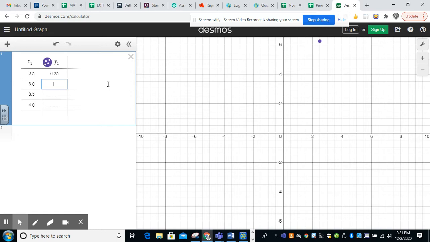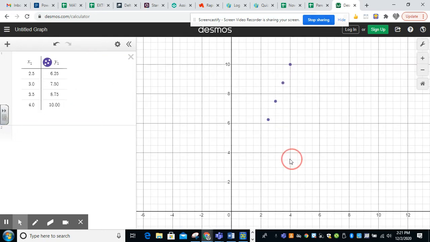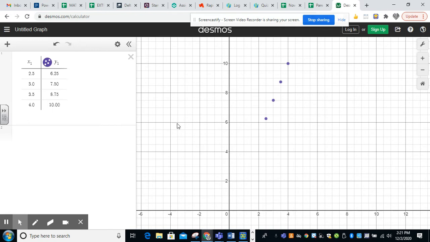And then for 3 pounds, it's $7.50. And 3.5 pounds, $8.75. And then $10 for 4 pounds. And these points are plotted here. So I want to get an equation for that.